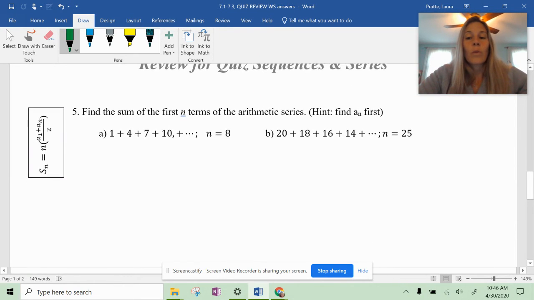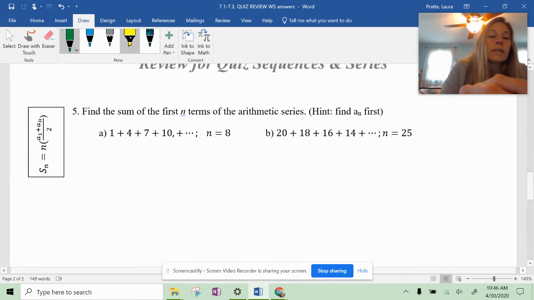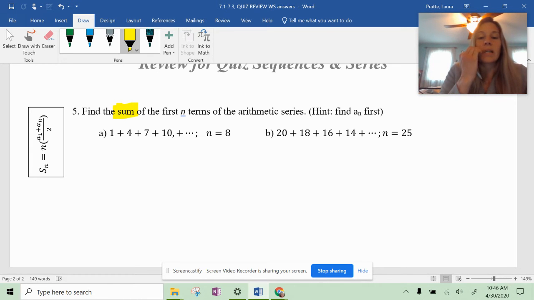Okay, so now we're going to find the sum of the first n terms of the arithmetic series. So again, we're still working with arithmetic, but this time we're going to find the sum of the numbers in the sequence. So then you call it a series when you're adding them together, and then you find the sum of it.